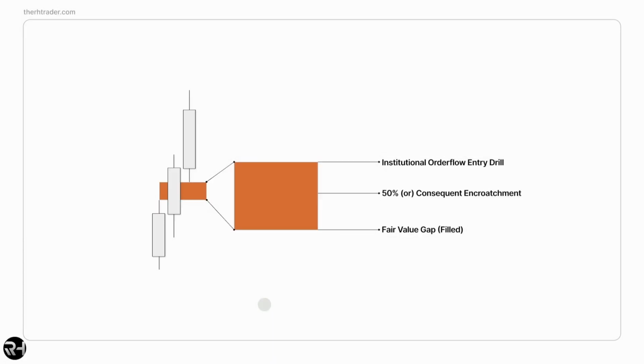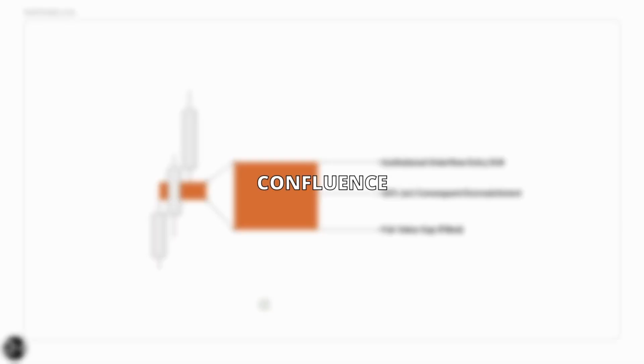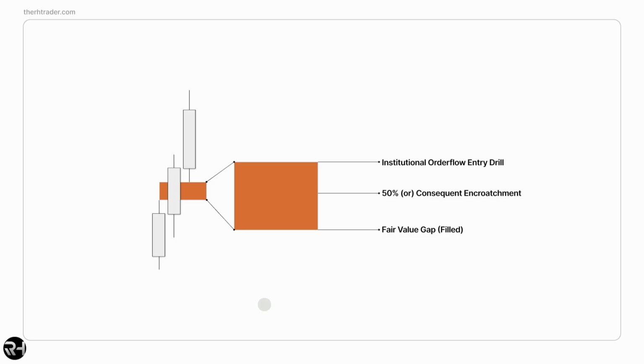Second, align with your high time frame bias. If the 1 hour and the 4 hour are bearish, you want to look for bearish fair value gaps, not bullish ones. Third, look for confluence. Is the fair value gap sitting inside a higher time frame order block? Did the fair value gap form after a liquidity sweep? Is the structure shifting on the time frame you're trading on? That's when you know you're trading something real.